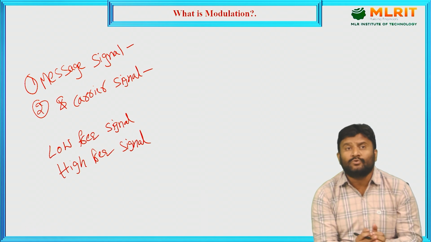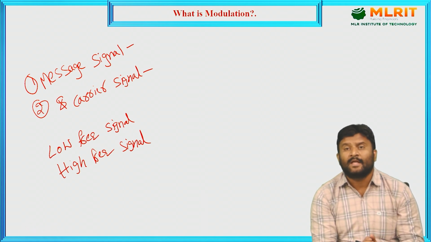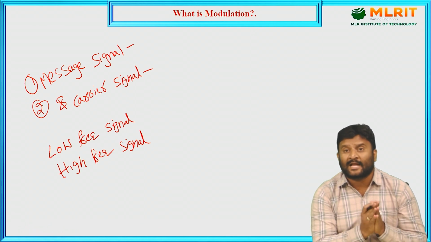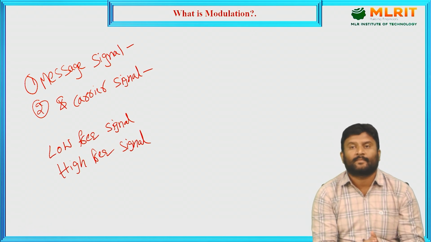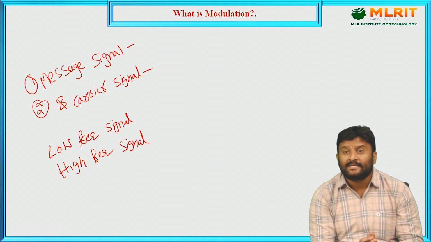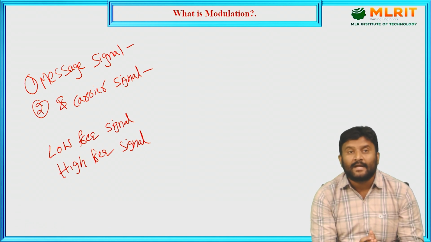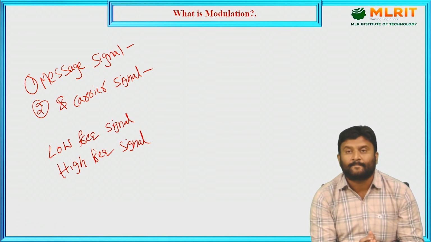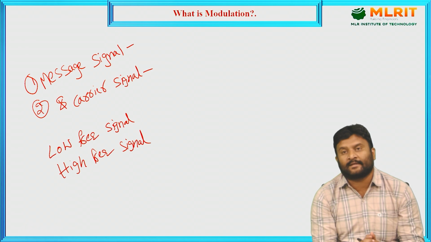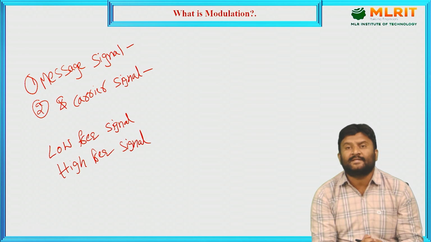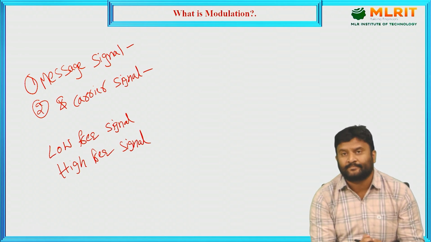My conclusion about these two signals is that the message signal contains the information which the user transmits from the transmitter to the receiver. But the carrier signal is a high frequency signal. It does not contain any information, but it is very useful for boosting the message signal. The message signal can be combined with the carrier signal, and then it is possible to transmit the signal to a long distance.